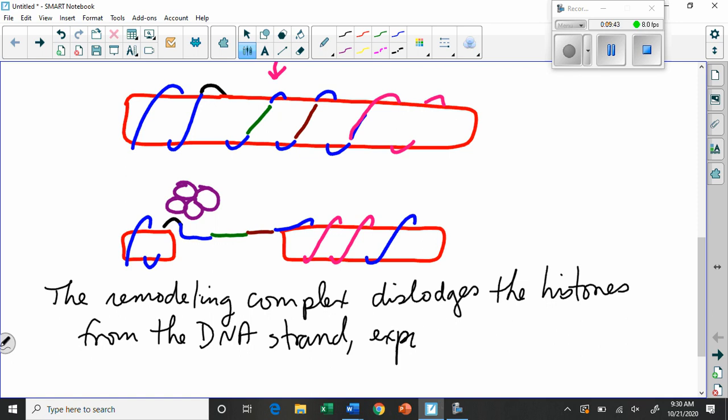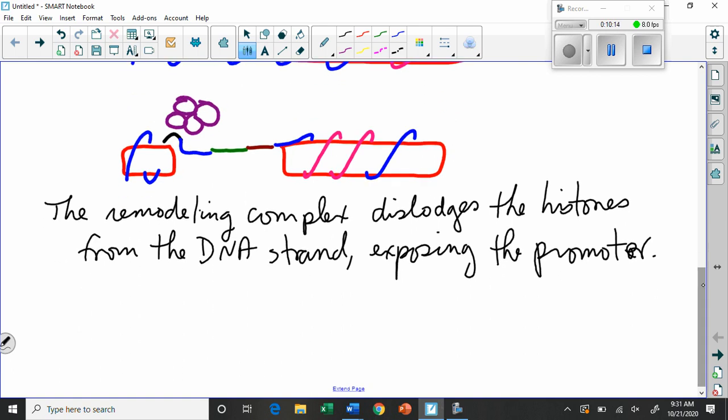Exposing the promoter. The promoter. With an OR? No, it's an ER. That's an E. Promoter. So now that it's exposed, once it's exposed, the repressor molecules that are present, as they were before with prokaryotes, can now access it. So you can imagine how, let's write that, once exposed, repressor molecules can access it.